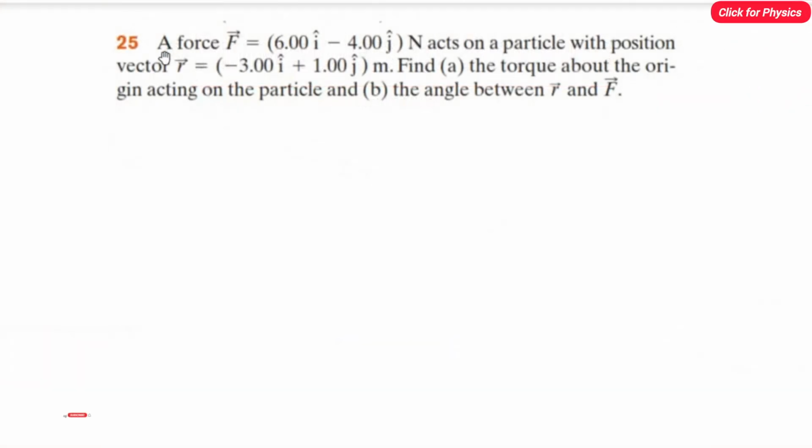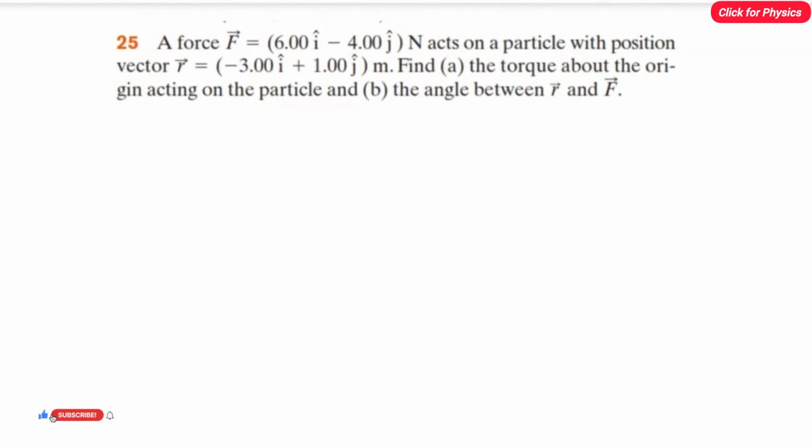Problem number 25. A force F vector, which is equal to 6 Newton i cap minus 4 Newton j cap, acts on a particle with position vector r, which is equal to minus 3 meter i cap plus 1 meter j cap. And we have two questions here. First question, we have to find the torque about the origin acting on a particle. In the second question, we have to find what is the angle between r vector and F vector.